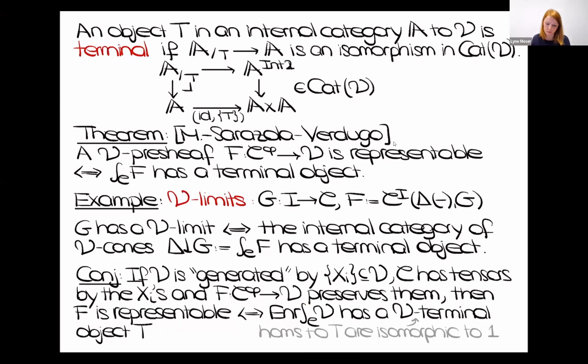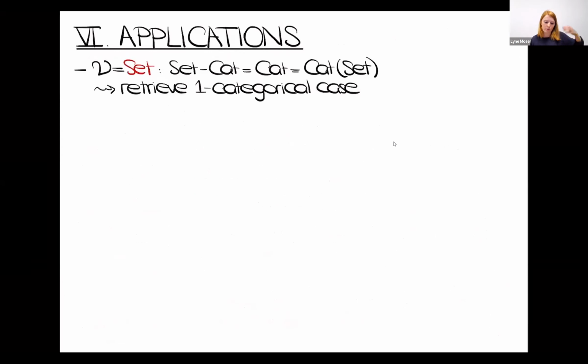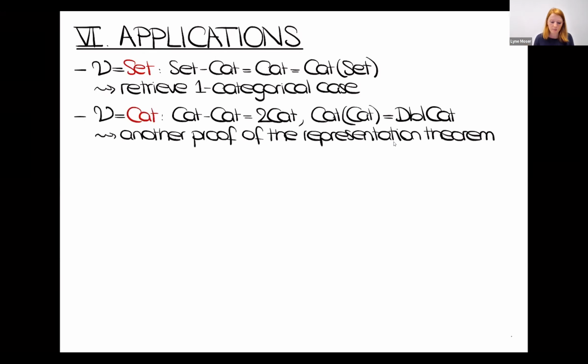Okay, so to finish, I want to mention some applications. First, if we take V equals Set, then we can see that categories enriched in sets and categories internal to sets are both just categories. That's why we didn't see this problem in the one categorical case, because these two settings coincide. In particular, this result would retrieve the one categorical case.